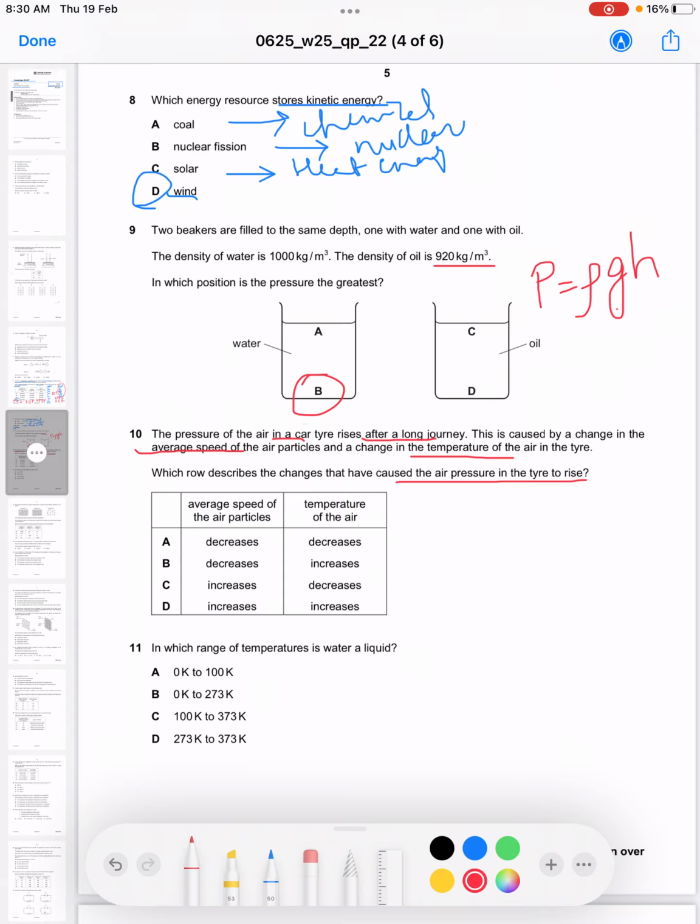So if we talk about the air pressure, we know that pressure equals force per unit area, right? Or we can say that force equals change in momentum divided by time, delta t, right? If I write it in this form, I can write it delta p divided by A delta t.